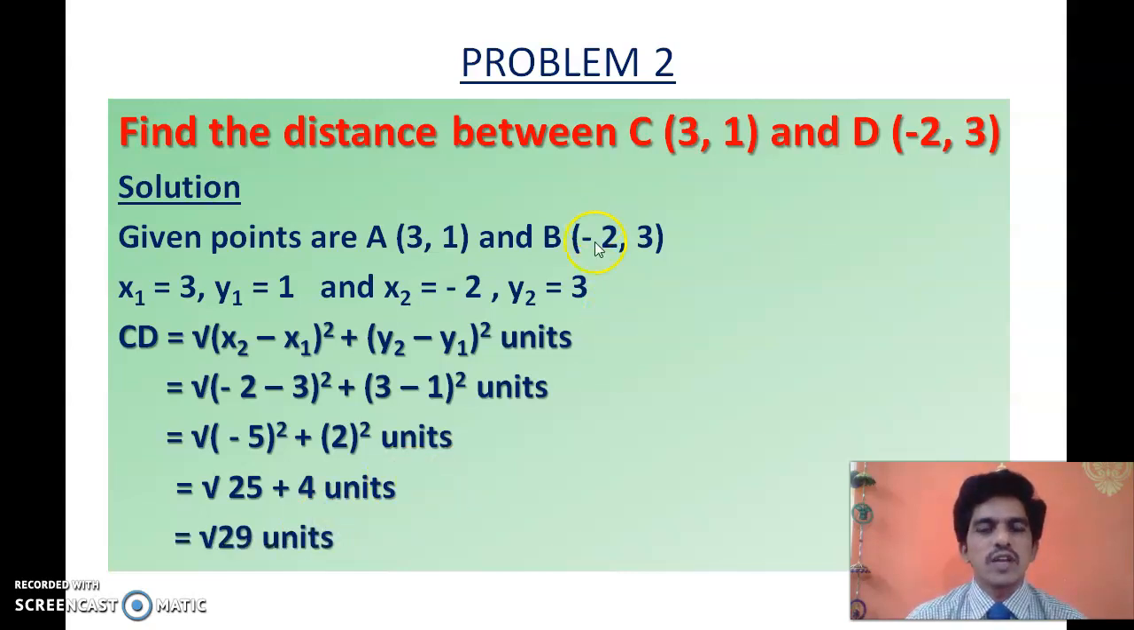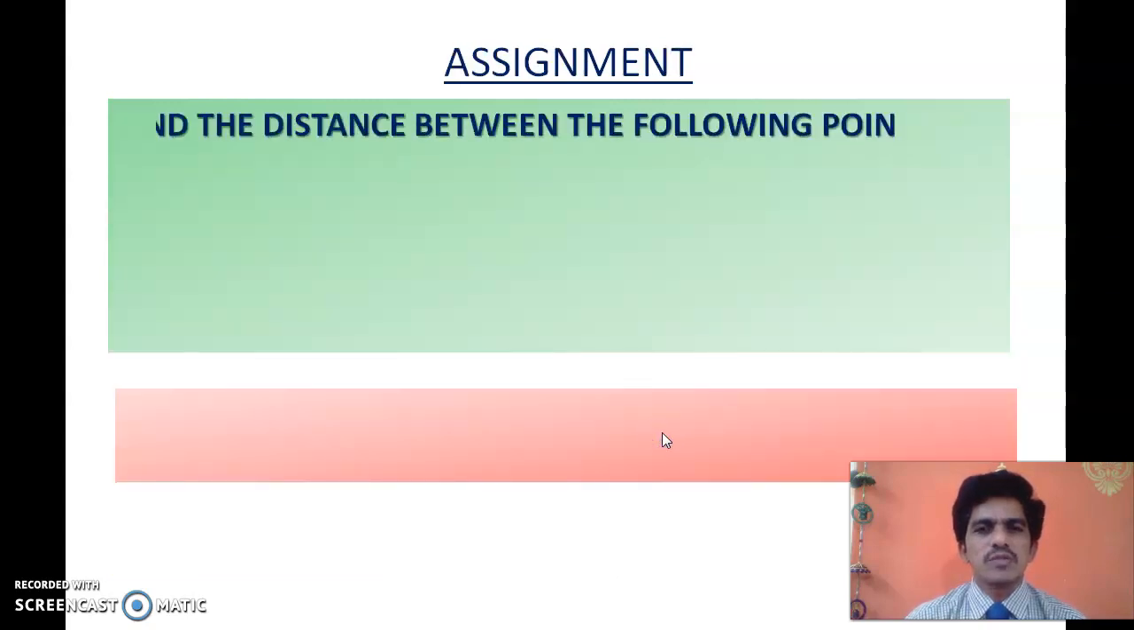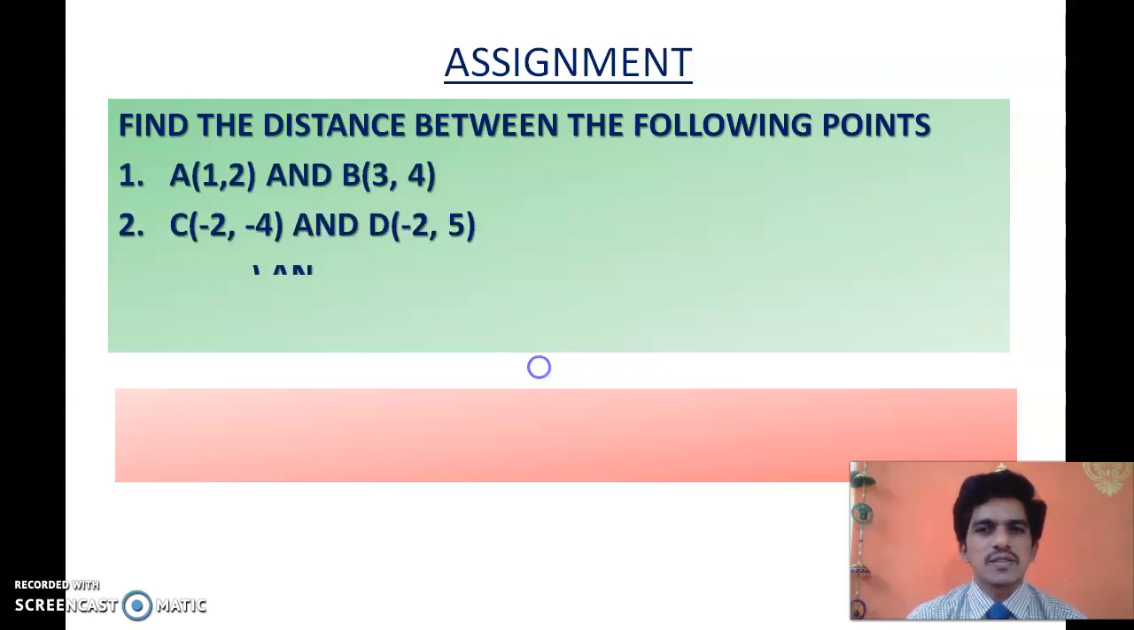So that is how you can use this formula to calculate the distance between any two points on the coordinate plane. This is a very, very important formula in coordinate geometry. The distance between two points x1, y1 and x2, y2 is the square root of x2 minus x1 whole square plus y2 minus y1 whole square. Now, I hope you understood this. You practice these problems and solve this. You find the distance between the following points and you post these answers to me.